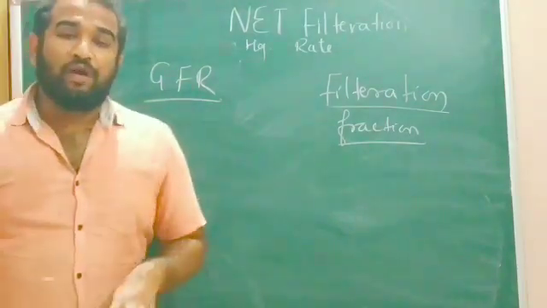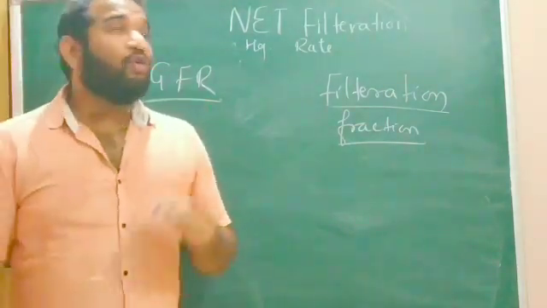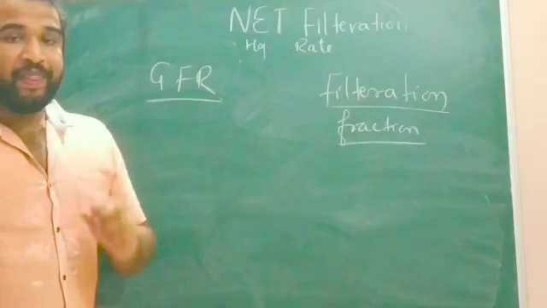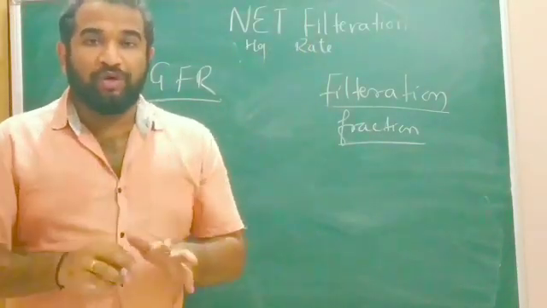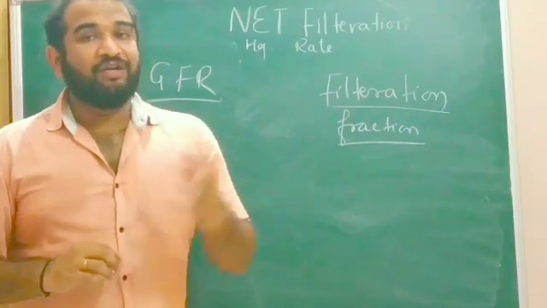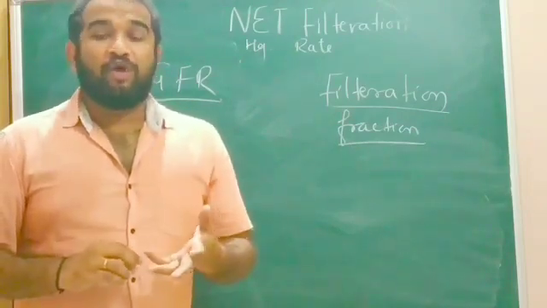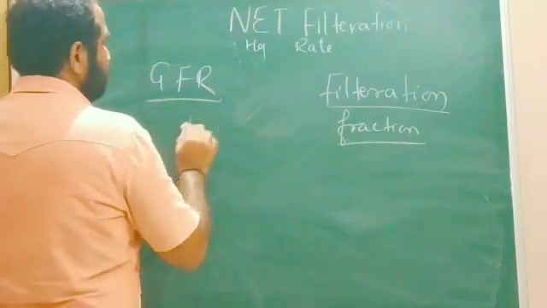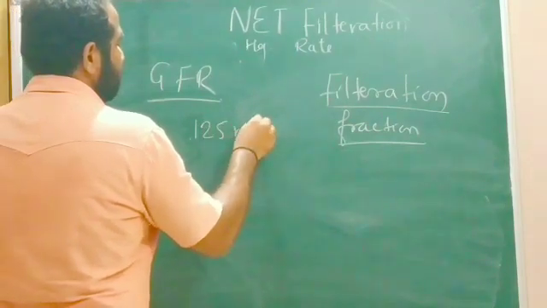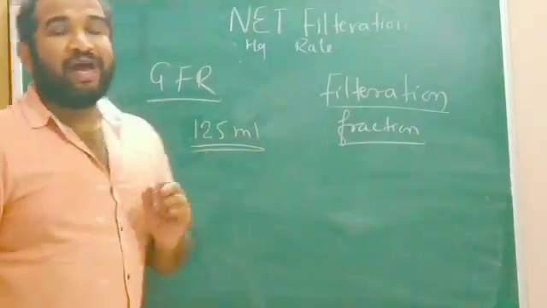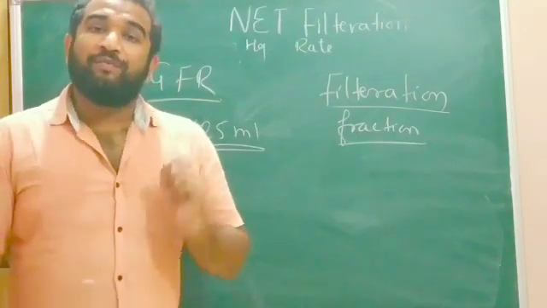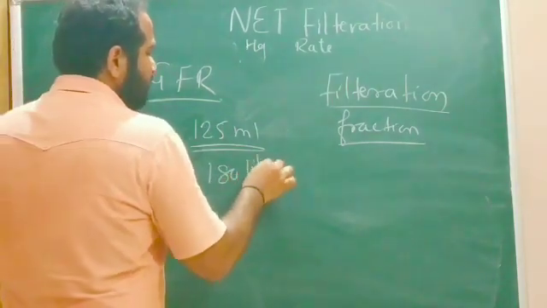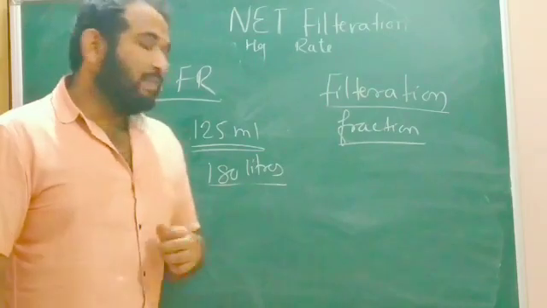Okay, let's see what is GFR. We saw what is net filtration rate. Now we will study what is glomerular filtration rate. When the blood comes into the glomerulus, the filtrate is going to get formed per minute. Now how much filtrate is formed per minute? That is also the question. So it is 125 ml of filtrate formed per minute. So throughout a day, around 180 liters of filtrate is formed.